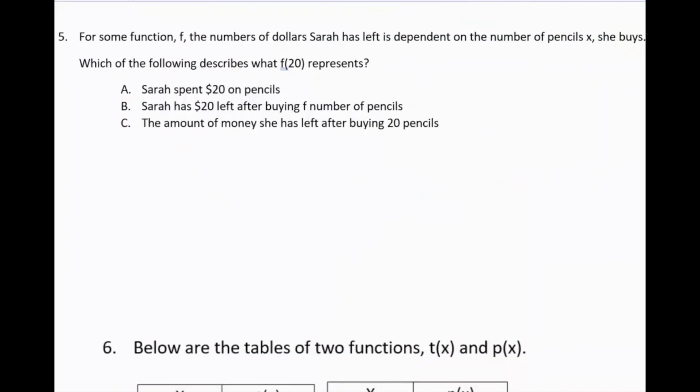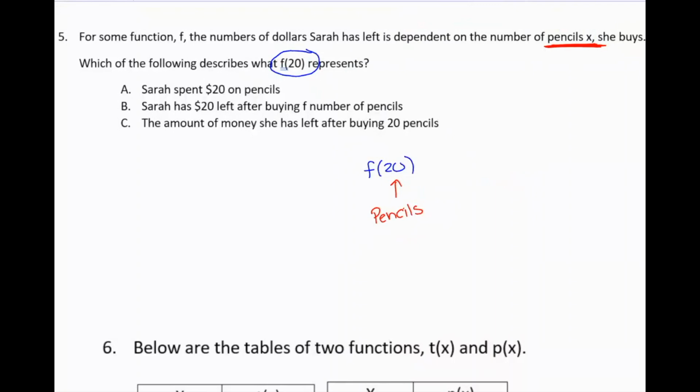On number 5, it says for some function f, the number of dollars Sarah has left is dependent on the number of pencils x she buys. Which of the following describes what f of 20 represents? So I want to know in words, what does this f of 20 mean? So I'm going to write it down over here, f of 20. They told me x represented the pencils. So I know this is talking about Sarah's pencils.